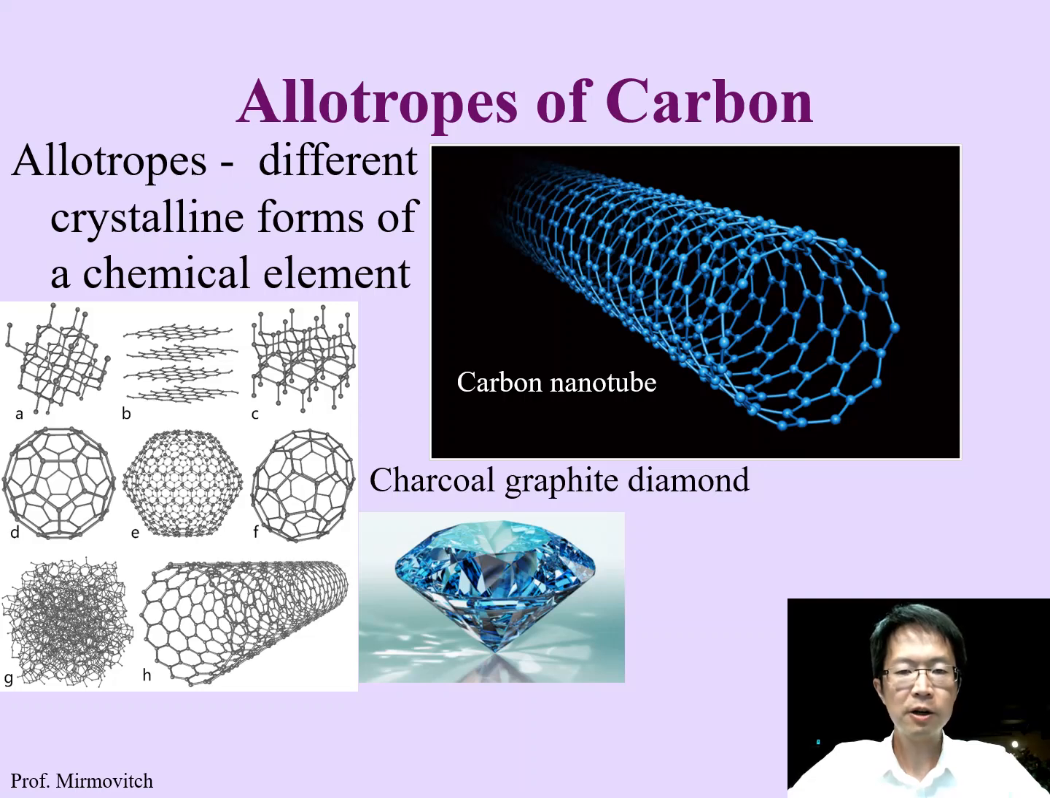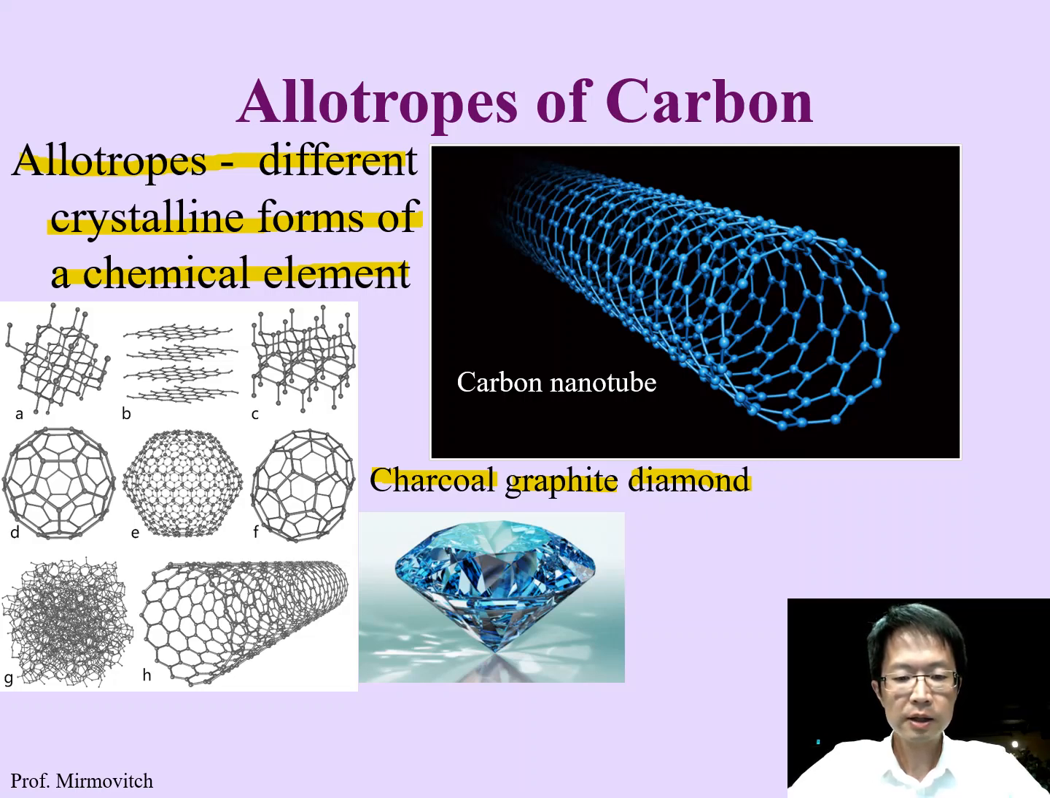So allotrope, what is an allotrope? Allotropes are different crystalline forms of a chemical element. What does it mean? Let's take a look at the example of carbon. Carbon can exist as charcoal that we use for barbecue, and also as graphite, the graphite that we use for drawing or sketching, and then it can also exist as diamond. Well, that is the most expensive among the three forms of allotropes.